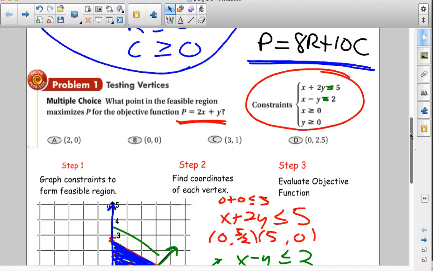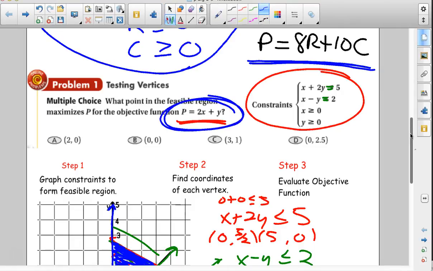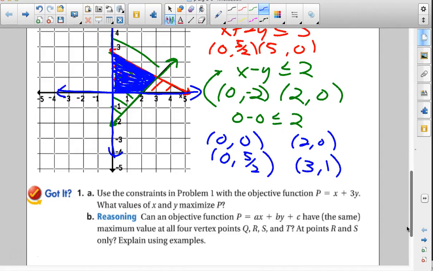So now, what are we going to do with this? Well, now we're at the last step. We're at our objective function, p equals 2x plus y. So what we have to do is take these vertices and put them into p equals 2x plus y and see which one of them gives us the biggest number, because they wanted us to maximize p, whatever it is. Usually it stands for profit. So I'm going to go ahead and put 0, 0 in for x and y. Well, 2 times 0 plus 0 is 0. So that's going to give me a 0.